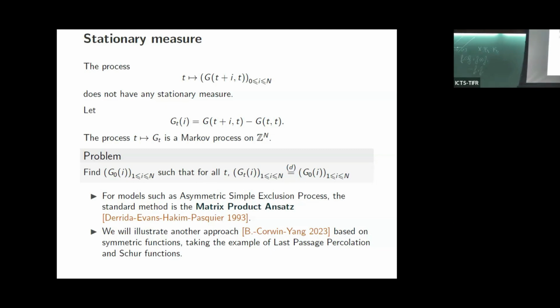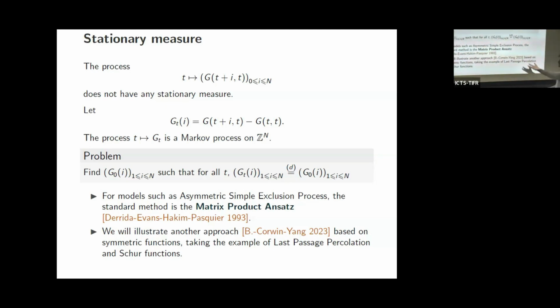So for models connected to this last passage percolation model, namely the asymmetric simple exclusion process, there is a well-known technique that was introduced in the 90s called the matrix product ansatz. It is extremely powerful. It works very well for particle systems. Here, it's a little bit more complicated to apply because the state space of our Markov process is Z to the n, or Z plus to the n.